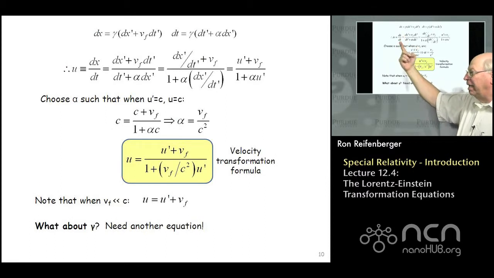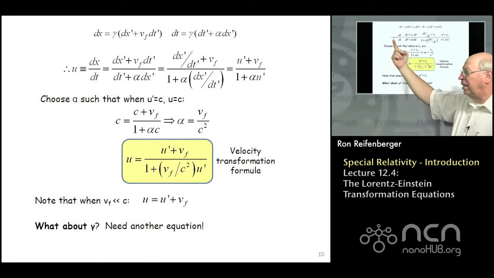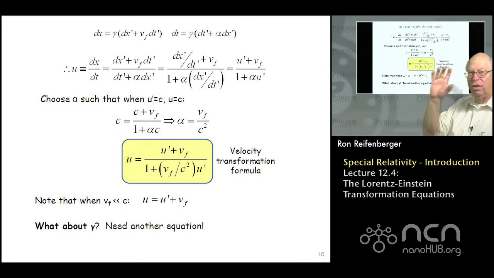So dividing dx by dt, we get an expression that looks like this. dx by dt is just going to be the velocity u of an object that we measure from a stationary reference frame. We're going to define the velocity of that object in the moving reference frame as dx prime dt prime, and we're going to call that equal to u prime, right? And the velocity of our reference frame is, of course, given by v sub f.